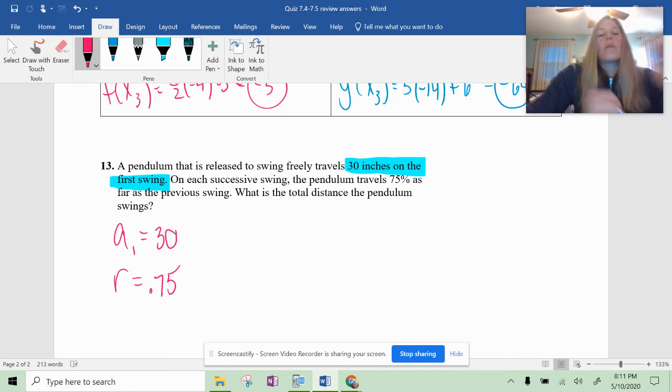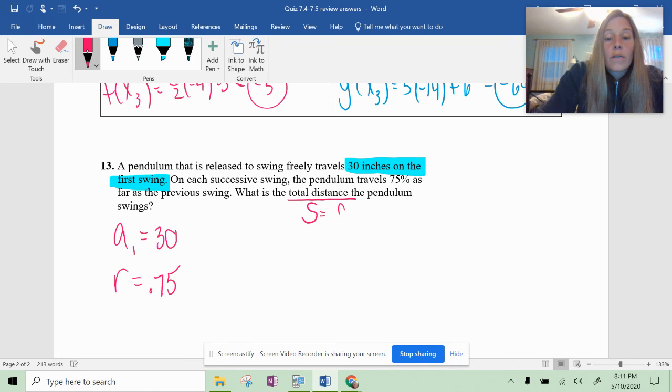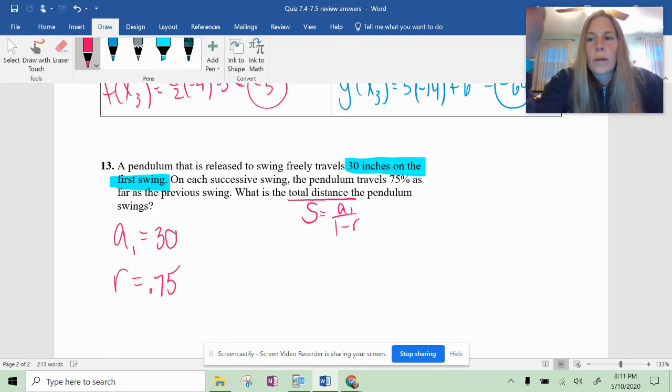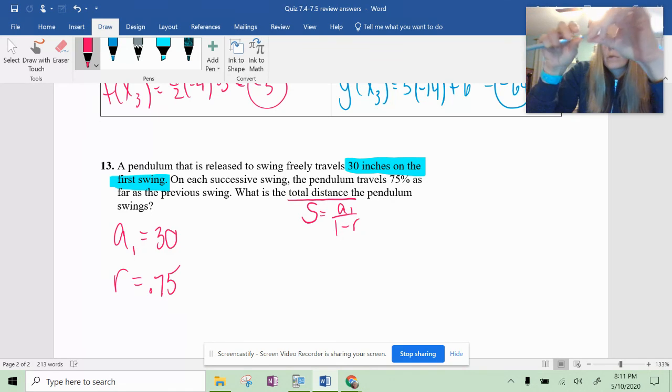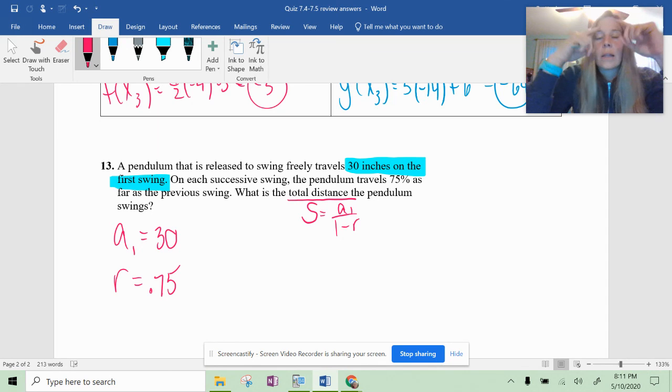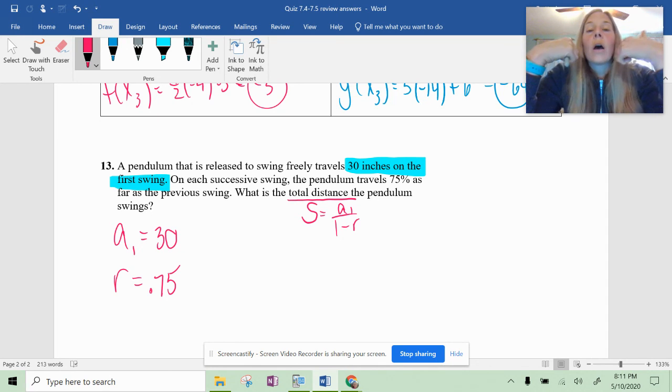Now, you're just using, what is the total distance? So you're using that sum formula for the infinite geometric series, because a pendulum is something that swings. Like, you ever see those little metal balls where they lift the last one up and let it go, and then it bangs into the next one, and then that goes? That's sort of like a pendulum, right?